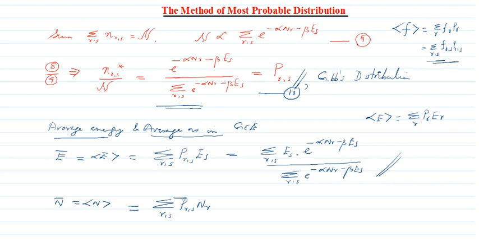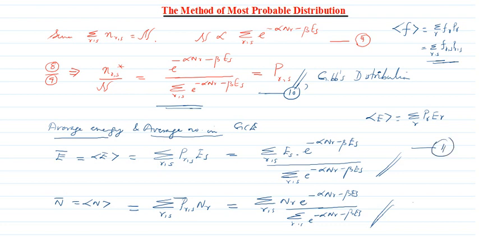In the same manner, by substituting for PRS, we will get the expression as sum over R,S of NR times e raised to minus alpha NR minus beta ES divided by, what do you get? That is sum over R,S of e raised to minus alpha NR minus beta ES. So that gives you the average number of particles. We need these two expressions when we discuss the energy and number fluctuations in grand canonical ensemble later. So these two equations are relevant for us. Let me call them equation number 11 and equation number 12.